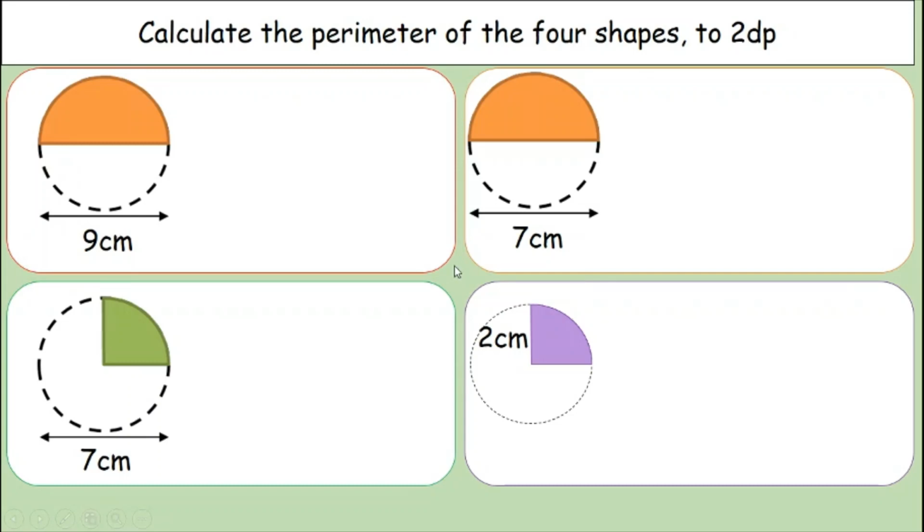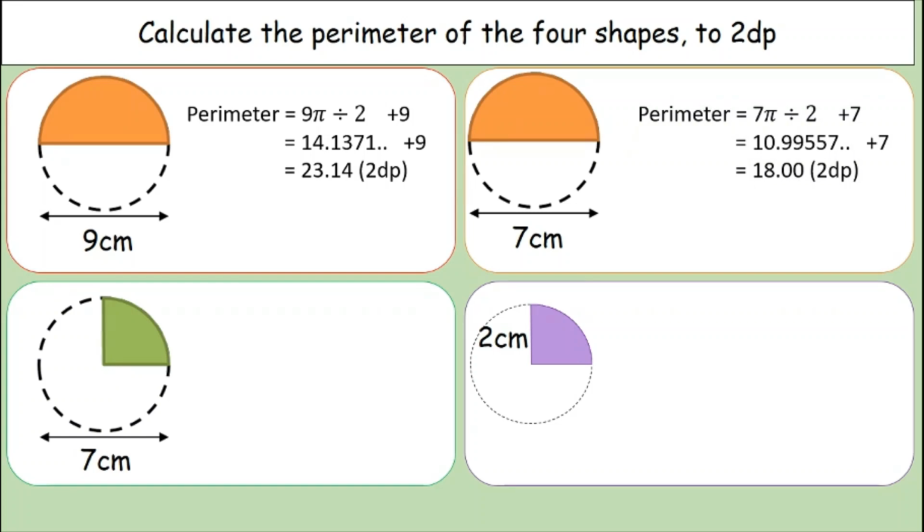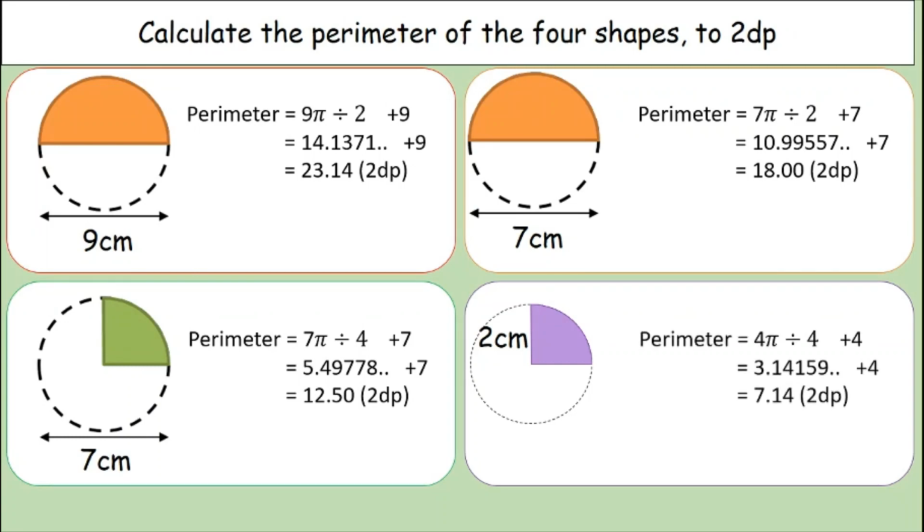Okay, the answers to these, first of all, the first one was 23.14. I did these to 2 decimal places. If you did it to 1, that's okay, just be careful just in case it does specify. The second one is 18.00, because when you round the 995, they all go up 1. Third one was 12.50 to 2 decimal places, and the final one was 7.14 to 2 decimal places.